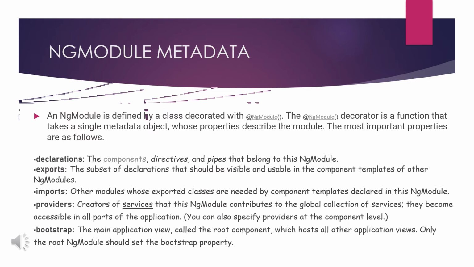An example and explanation of declarations, exports, imports, providers, and bootstrap is given here. In declarations, we have to declare the components, directives, and pipes. In exports, we need to give the NgModules that should be visible and usable in the component templates. Imports lists the modules we need, and everything will be provided here. Providers will have the services. Bootstrap will have the app component, which will be the root component of the particular application. Please go through this.